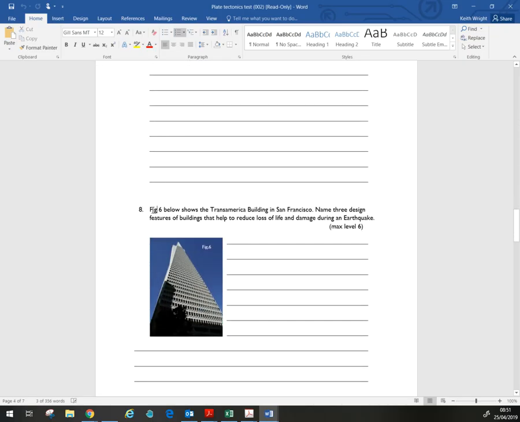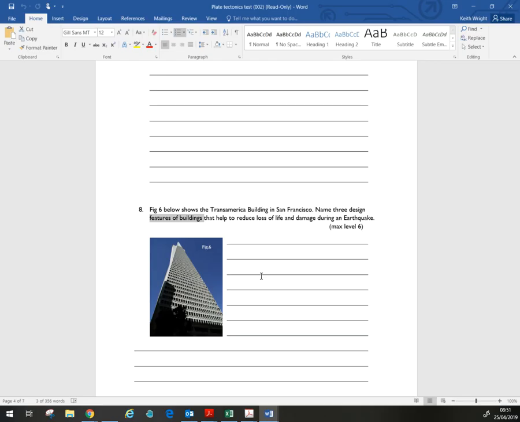Question 8. Figure 6 shows the Transamerica building in San Francisco. Name 3 design features of buildings that help to reduce the loss of life. So it says 3 design features of buildings, not just this one here. You could, of course, pick out that the Transamerica in San Francisco is famous because it has a wide base, and therefore that creates a more stable building, which is less likely to collapse during an earthquake.